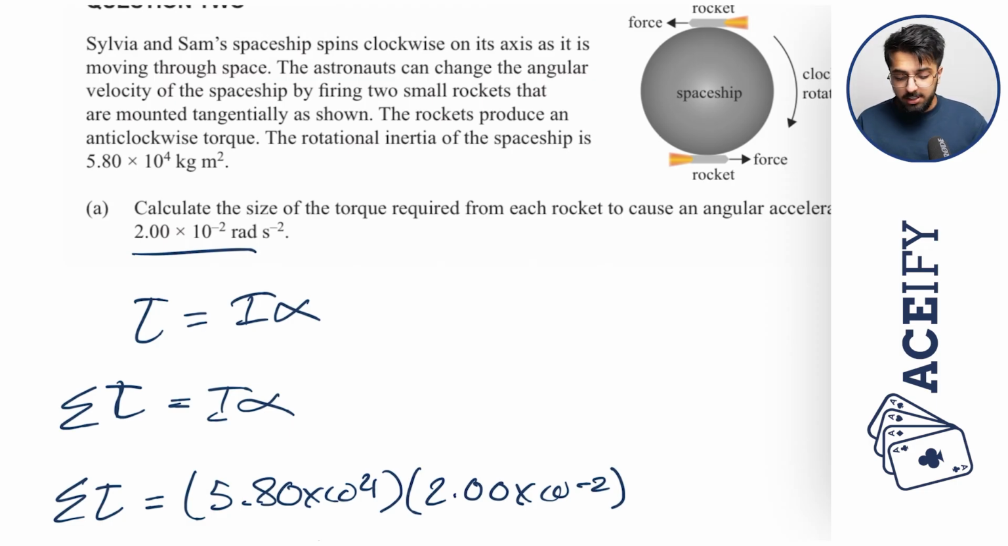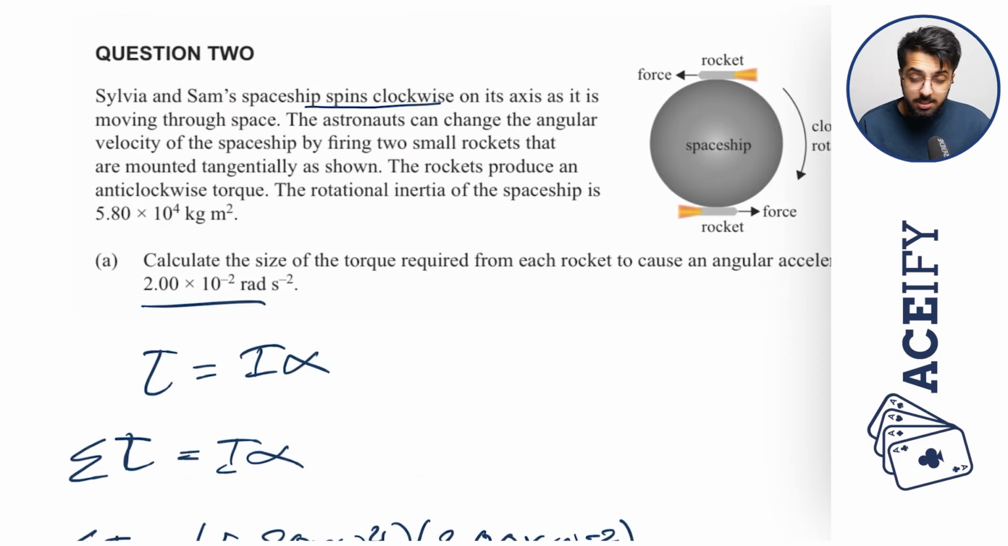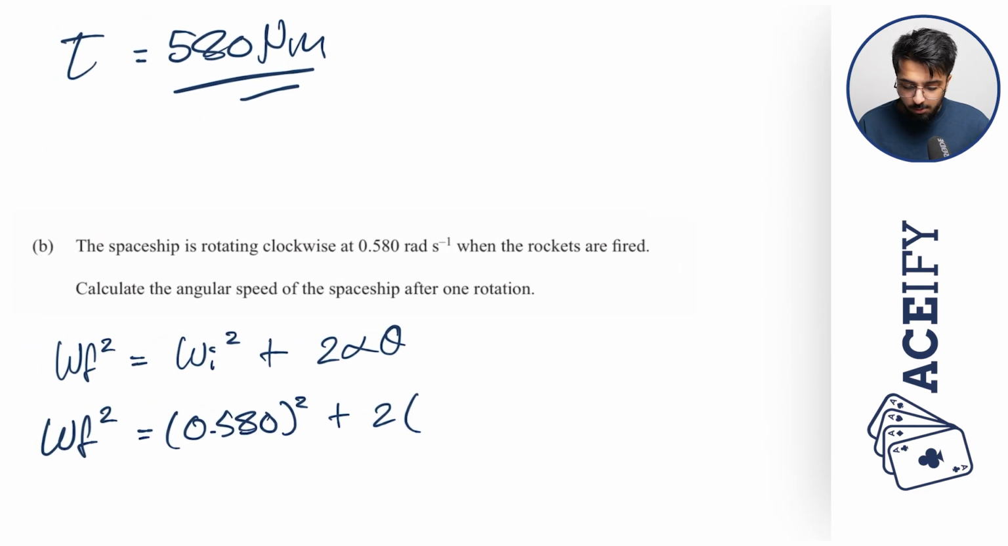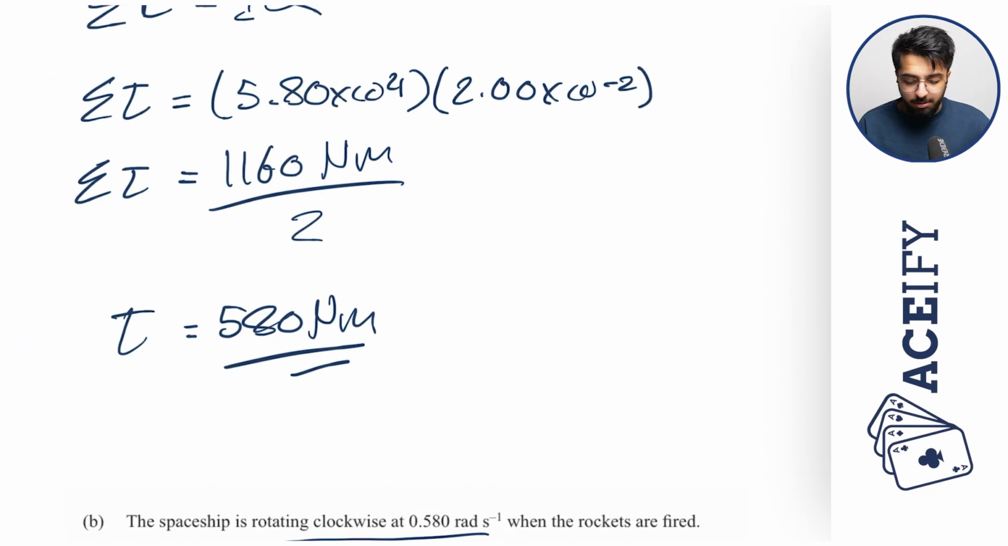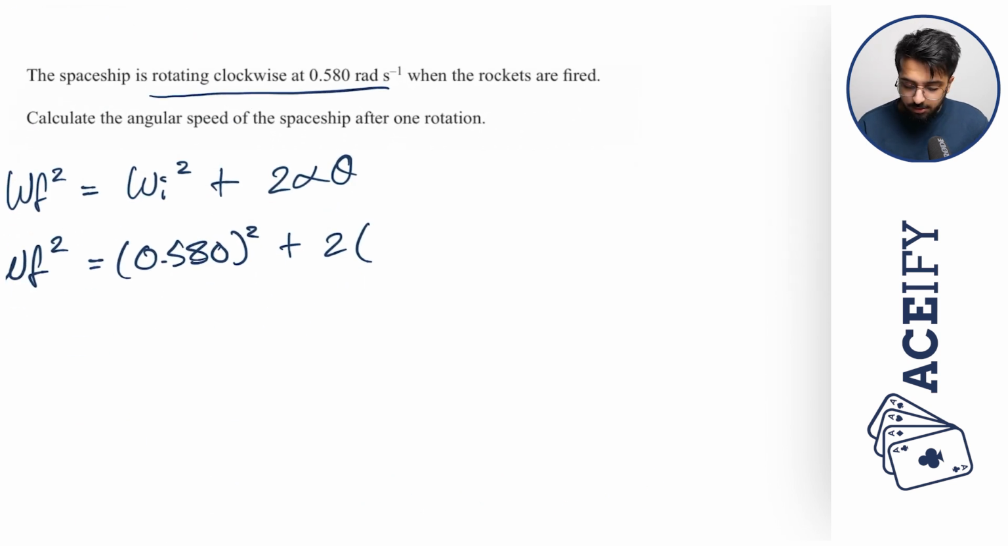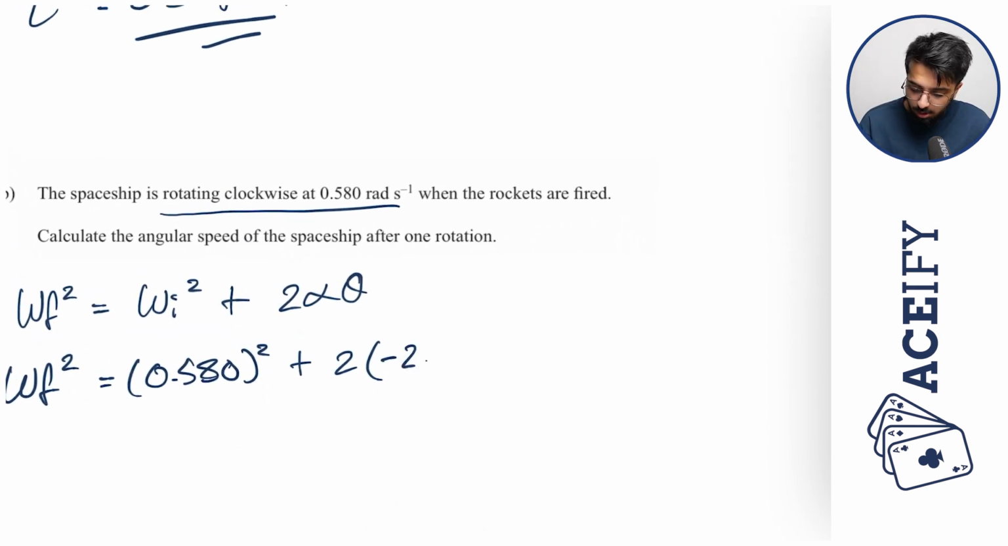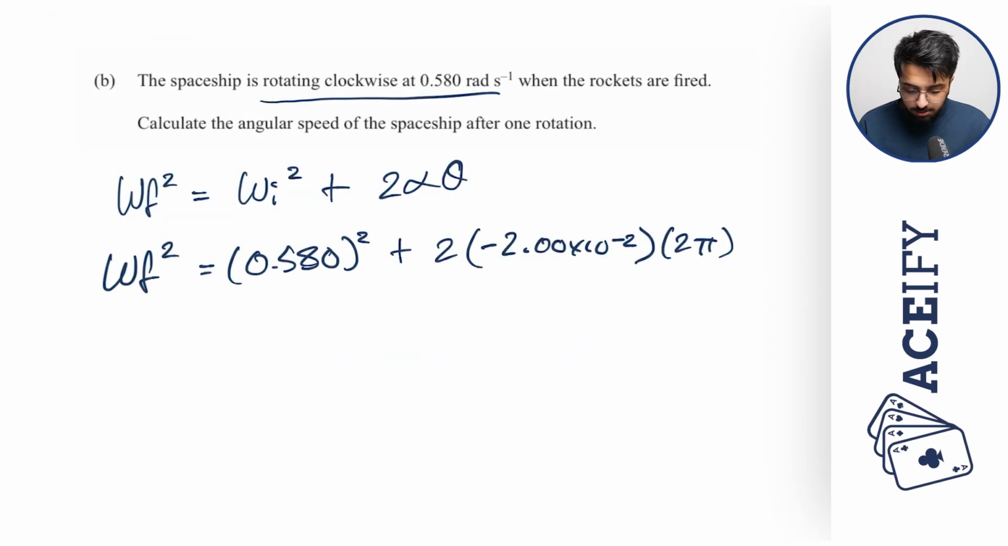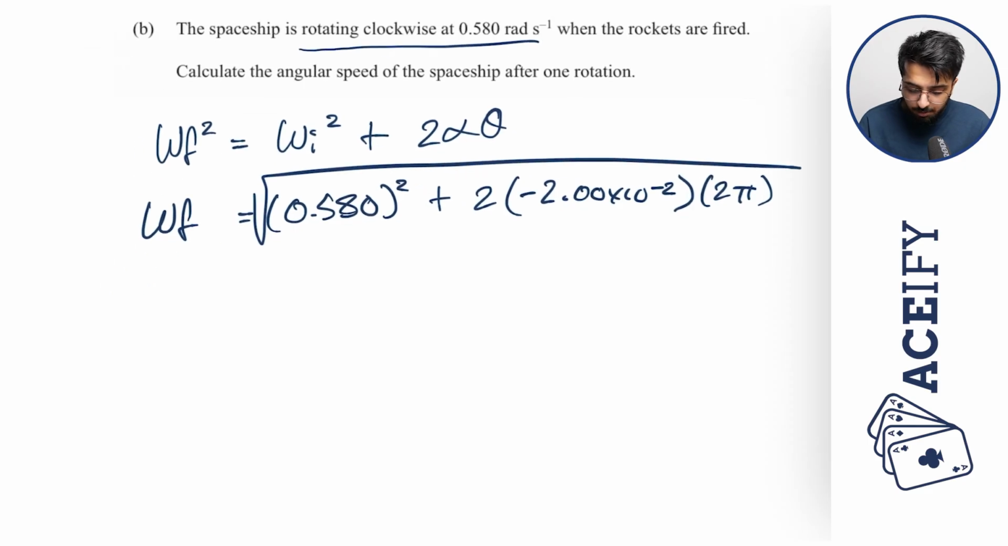However, something that might have tripped you up is that the rocket ship is spinning clockwise, but these small rockets attached to the spaceship produce an anti-clockwise torque, and so our angular acceleration is going to be negative. So this is going to be negative 2.00 times 10 to the negative 2 times our theta value, which is 2 pi. Then we square root both sides, and we get a final angular velocity of 0.29 radians per second.